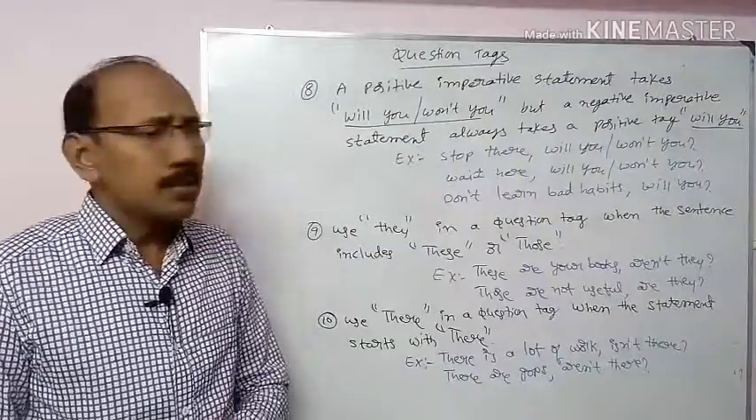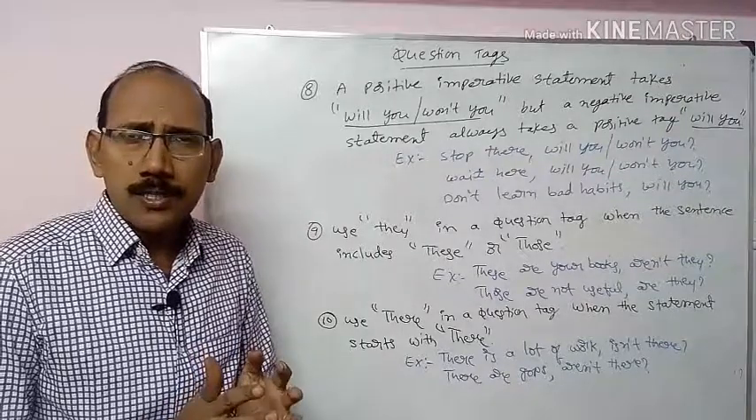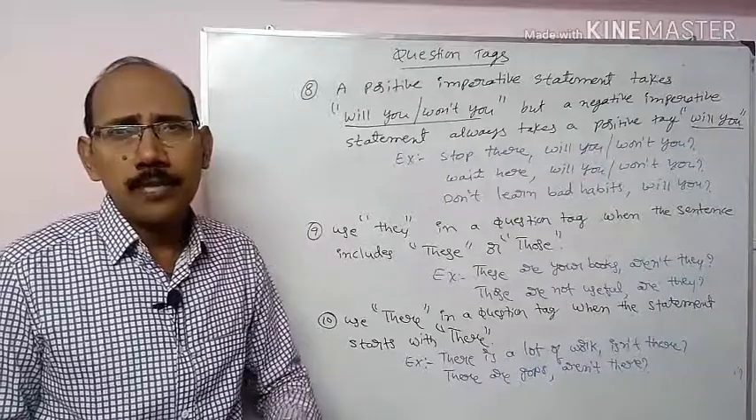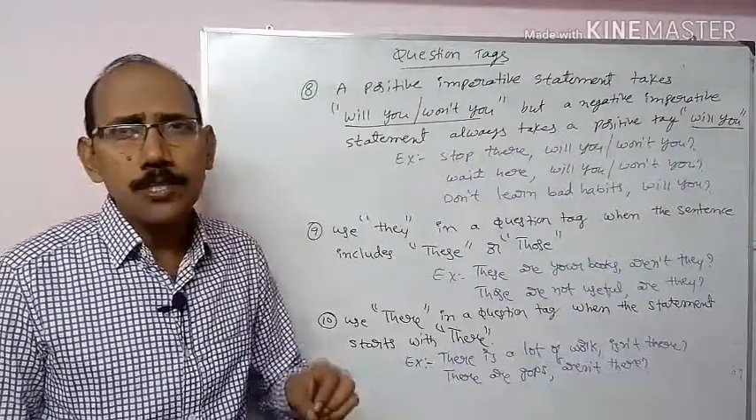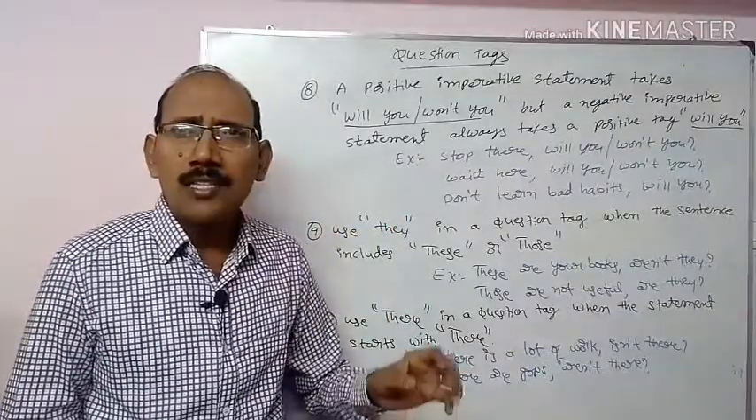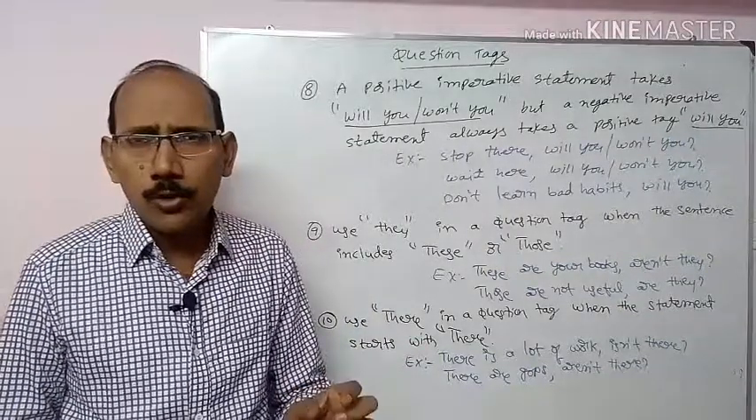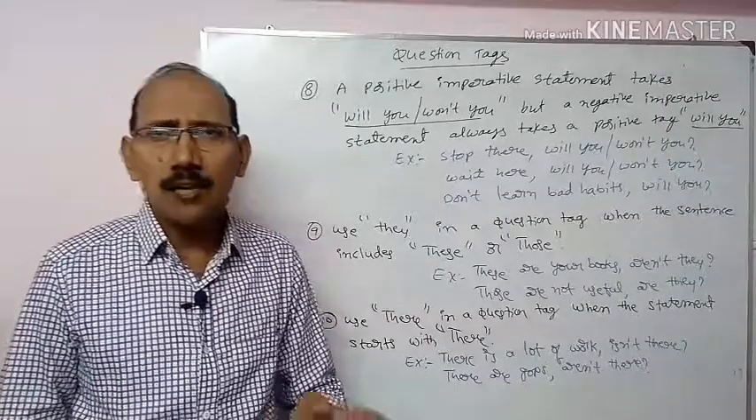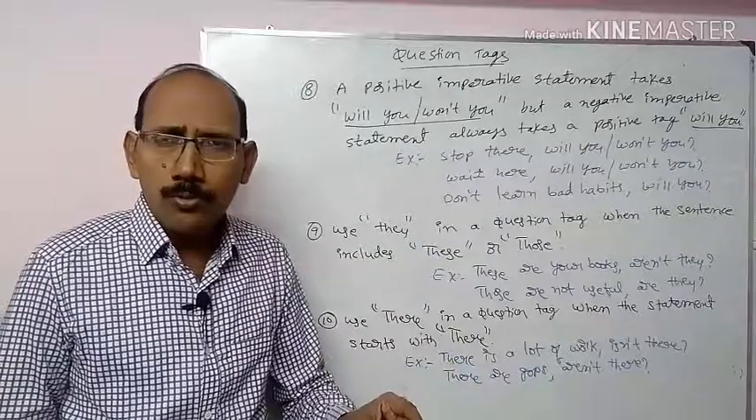Look at the 8th point. A positive imperative statement takes "will you" or "won't you" in the tag, whereas a negative imperative statement always takes only a positive tag. Look at one example. Stop there. It is an imperative sentence. Stop there. You may use either "will you" or "won't you". Nothing will happen. You can use either a positive tag or a negative tag. Wait here. Will you or won't you?